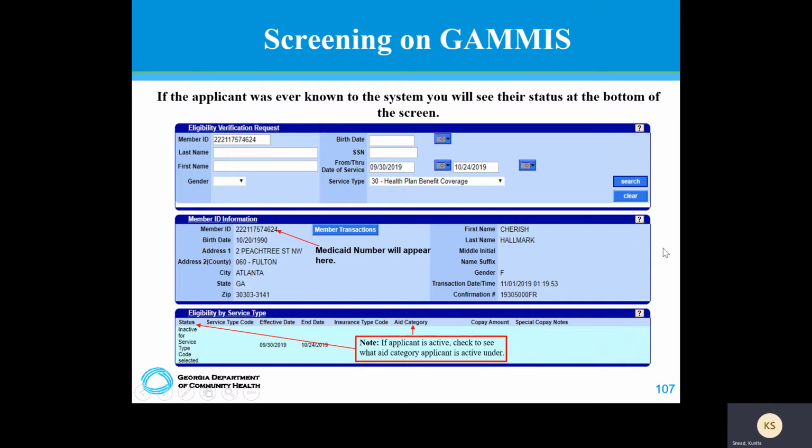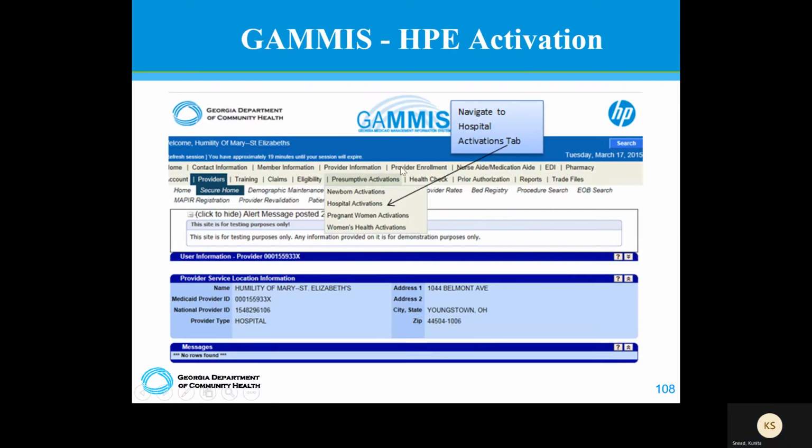So after you screen them, then you go ahead and do your 632H during your interview process to complete everything. And then you're going to determine if they meet all the eligibility criteria. If they do, then you're going to approve them and decide what A category you're approving them for. Once you have done all of that, the individual has signed everything, then you're ready to put those approved people into GAMIS. So what you're going to do is go back into the home page, and you're going to click presumptive activations. Once you click on presumptive activations, you're going to click on hospital activations.